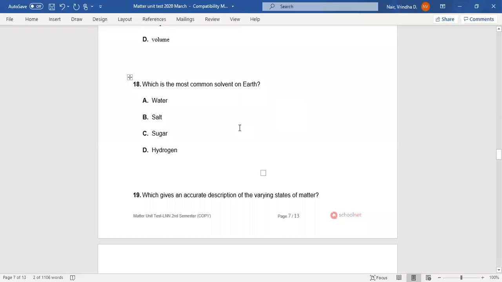Which of the following is the most common solvent on the earth? Is it water, salt, sugar, or hydrogen?